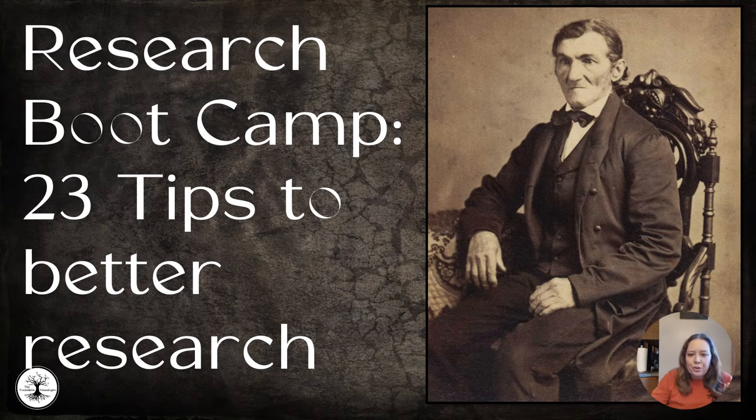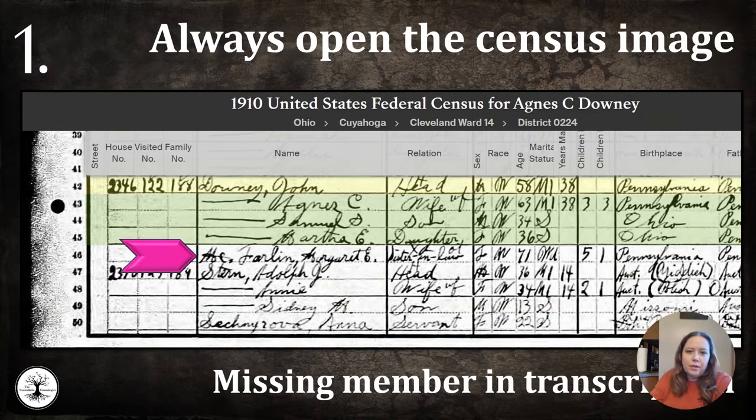So I'm going to go through 23 different things that you'll immediately be able to apply to your own research. They're not super niche strategies or tips. These are going to be things that might give you ideas of places you haven't checked yet or different approaches that you haven't tried. So one of the first things we're going to talk about is different ways you can evaluate and interpret census records.